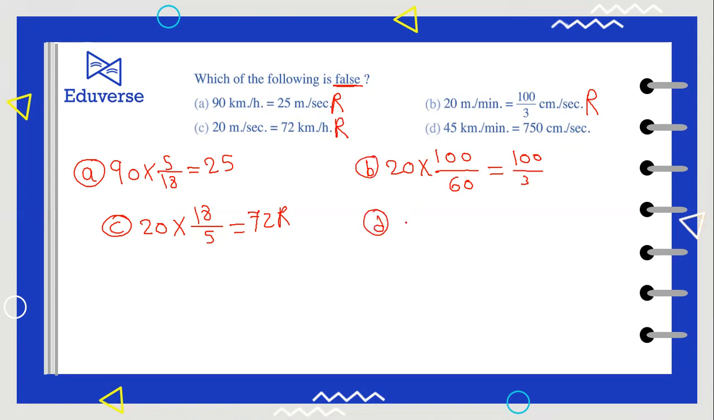Number D, 45 kilometers per minute, to convert to centimeters per second, multiplied by 100,000 for kilometer to centimeter, over 60 for minute to second. The result will be 75,000, not 750. That's the false one. Okay, I searched for the false one here.